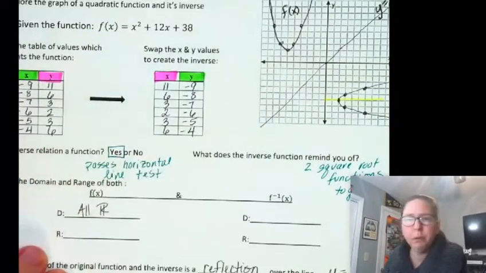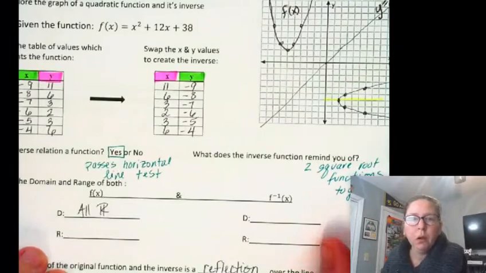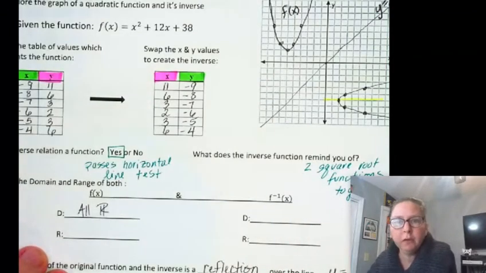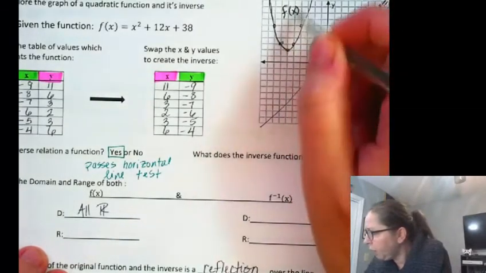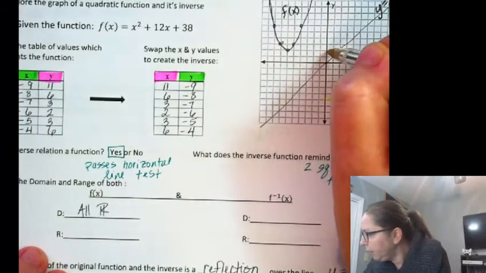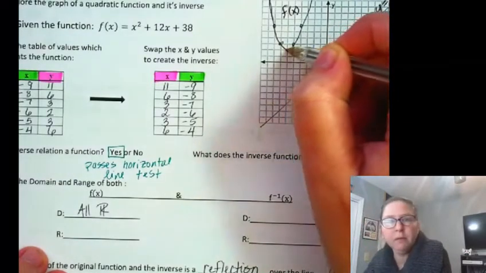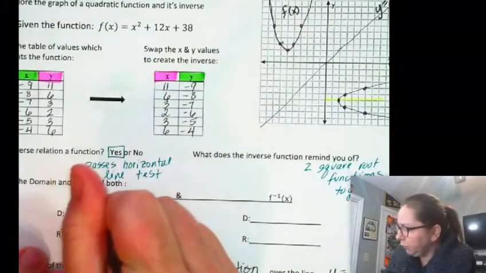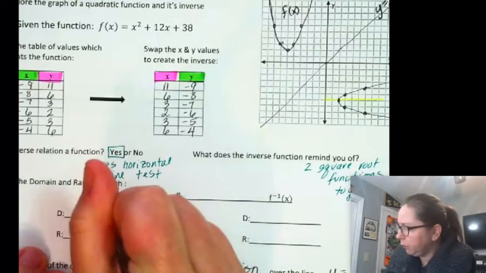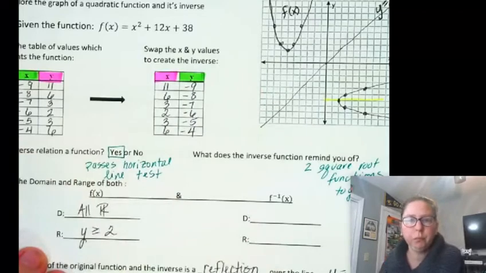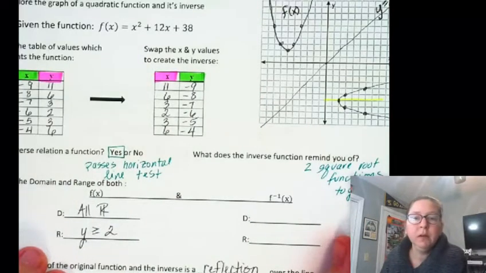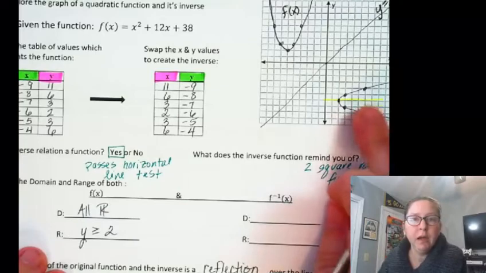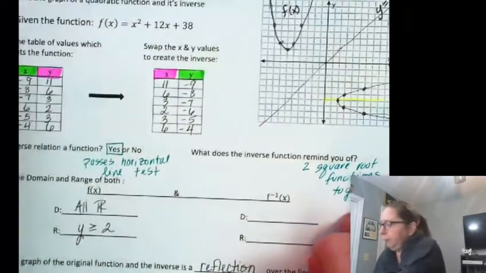So all real numbers. What about the range? Well, the range up and down, the range starts at +2 and it only goes up. So the y values are greater than or equal to 2. Okay. Let's look at our domain and range of our inverse function.